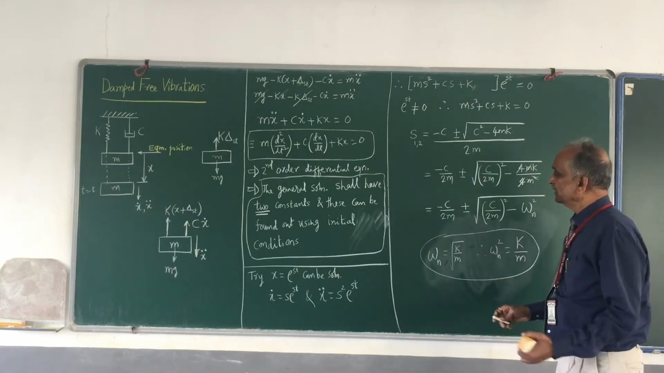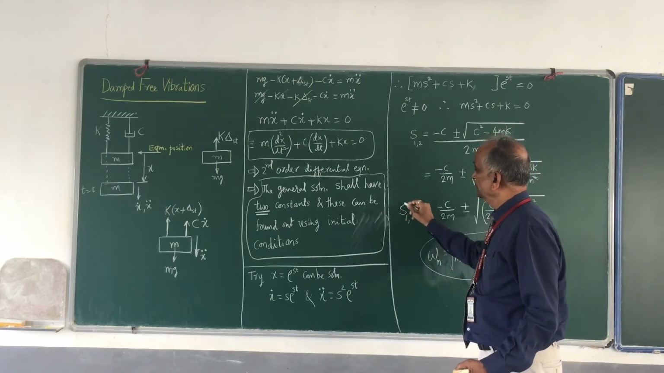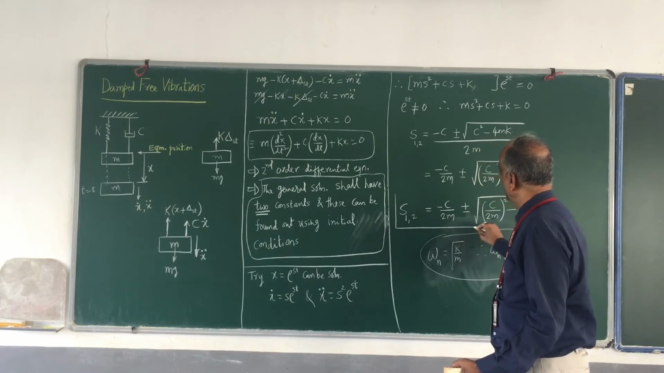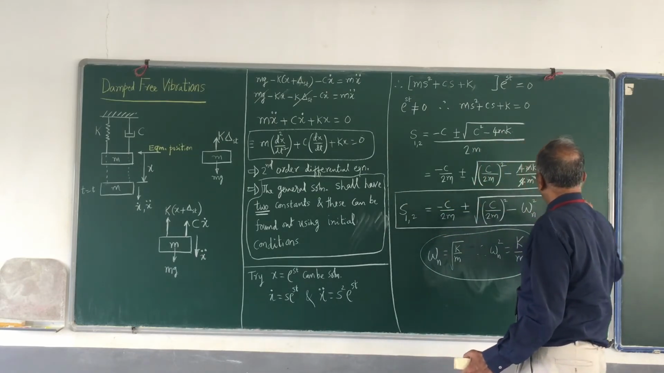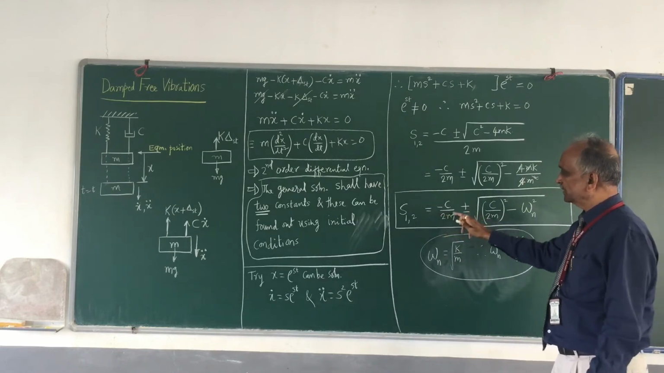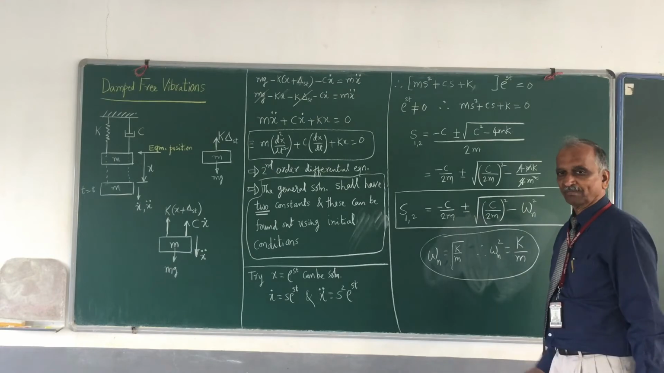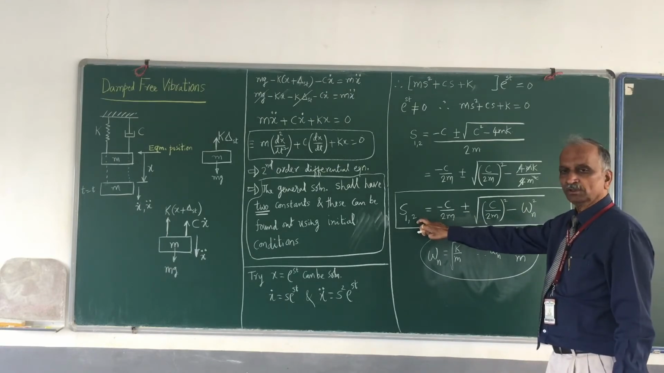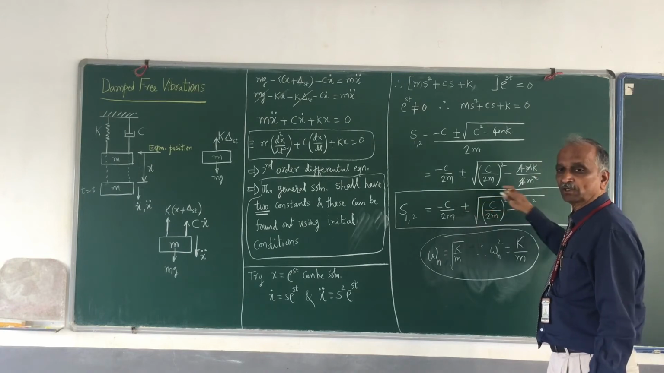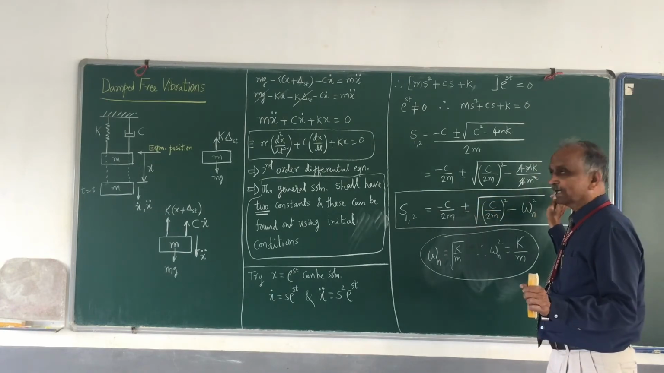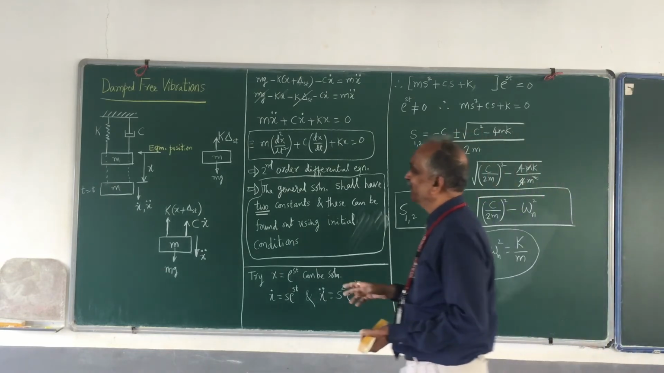Minus c by 2m, this. S1, S2 is equal to. What is S1? S1 is equal to minus c by 2m minus square root of this. And what is S2? S2 is equal to minus c by 2m plus square root of this. I hope it's clear. Now I have something. I shall come back here.